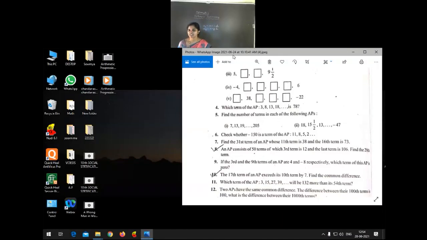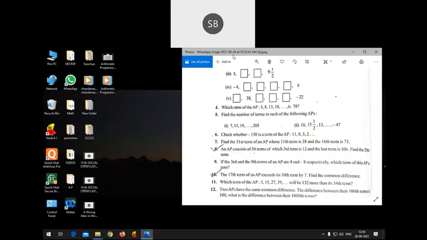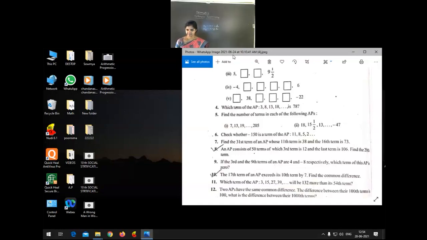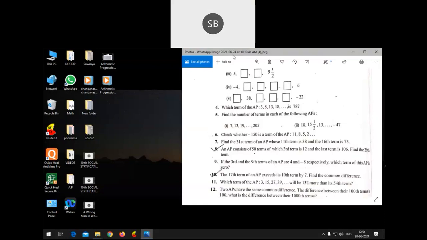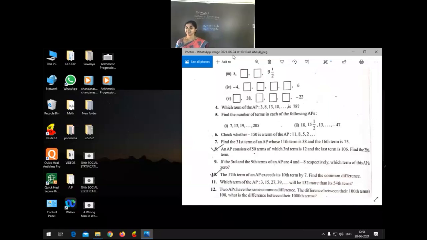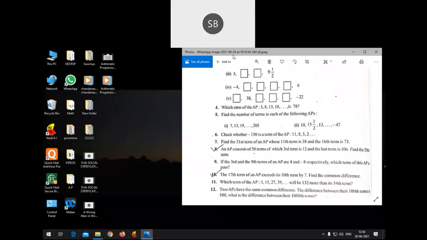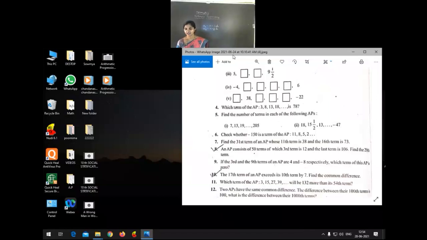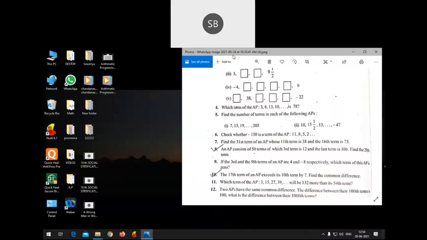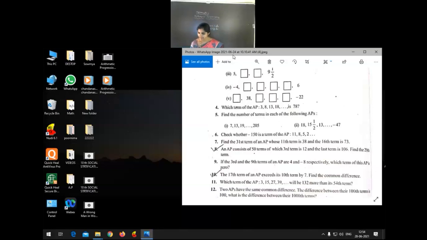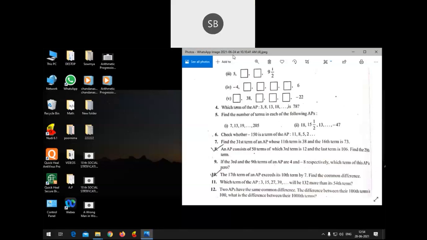The 11th one, Shreya. Here a is given. We can find d: 15 minus 3, which is equal to 12. Then we should try to solve an equals a plus n minus 1 into d. Then we will get an equals 12n minus 9. The general term will be 12n minus 9. Then we have to calculate a54, the 54th term.